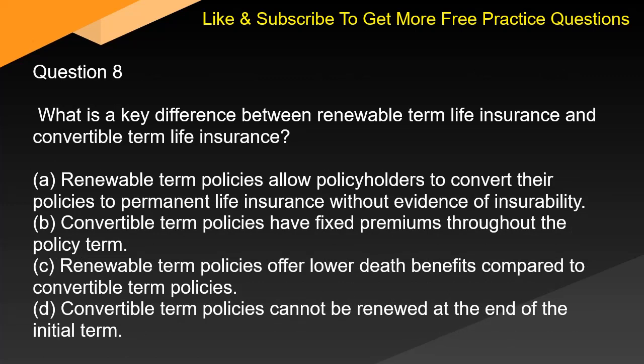Question 8. What is a key difference between renewable term life insurance and convertible term life insurance? A. Renewable term policies allow policyholders to convert their policies to permanent life insurance without evidence of insurability. B. Convertible term policies have fixed premiums throughout the policy term. C. Renewable term policies offer lower death benefits compared to convertible term policies. D. Convertible term policies cannot be renewed at the end of the initial term.